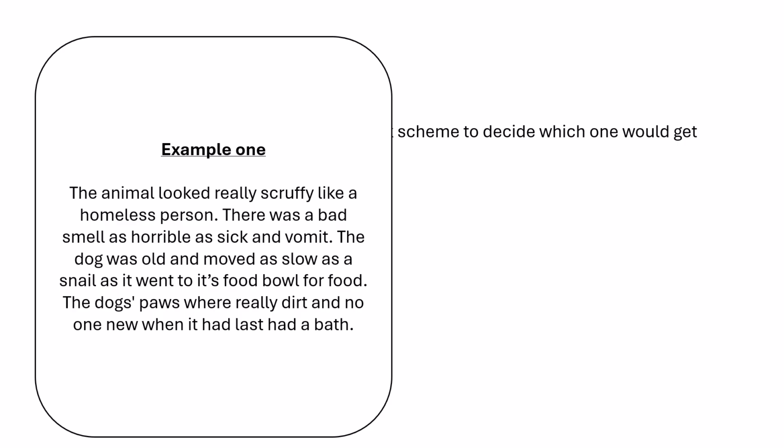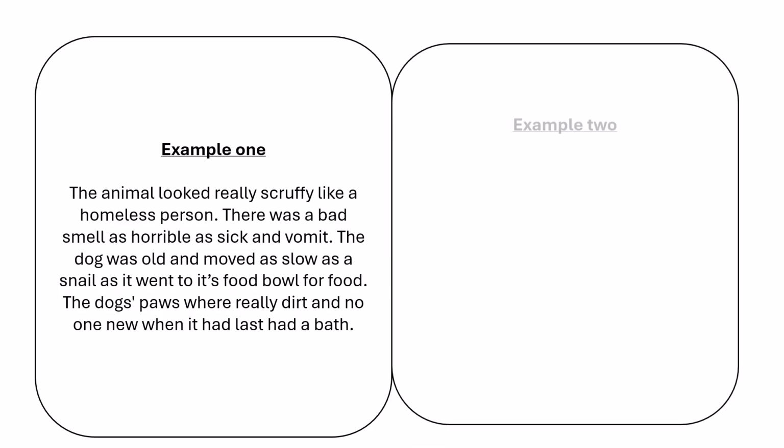The animal looked really scruffy, like a homeless person. There was a bad smell, as horrible as sick and vomit. The dog was old and moved as slow as a snail as it went to its food bowl for food. The dog's paws were really dirty, and no one knew when it had last had a bath. Okay, so that's our first example. Example 2.